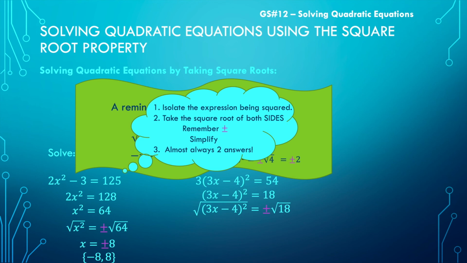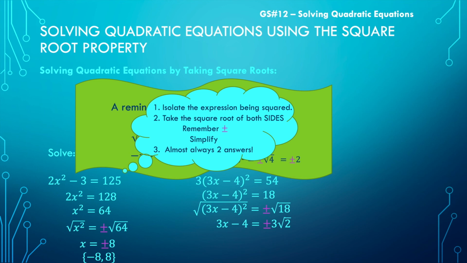The square root of 18 will break down into the square root of 9 times the square root of 2. And the square root of 9 we know is 3. So we can say that 3x minus 4 is equal to plus or minus 3 square root of 2. Now we will finish this by isolating the x.